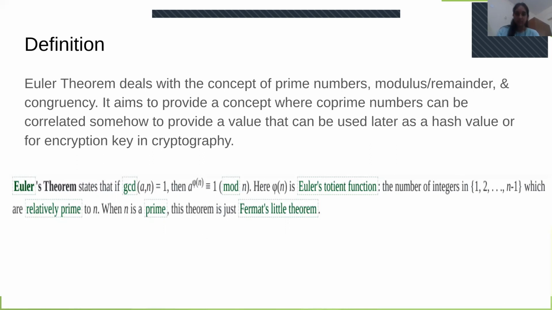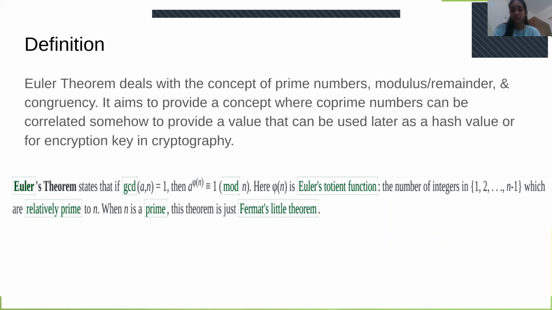Euler's theorem deals with the concept of prime numbers, modulus remainder, and congruency. It aims to provide a concept where co-prime numbers can be correlated somehow to provide a value that can be used later as a hash value or for an encryption key in cryptography. So Euler's theorem states that if GCD(a, n) is equivalent to 1, then a raised to the function of Euler phi n is equivalent to 1 mod n.